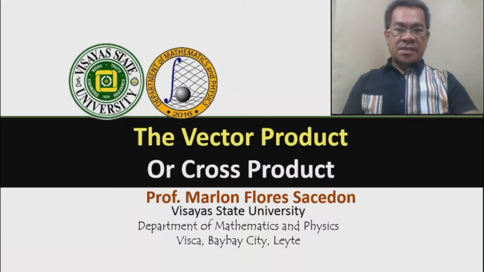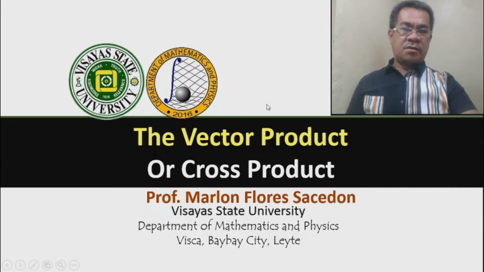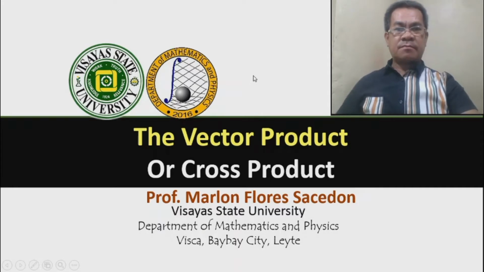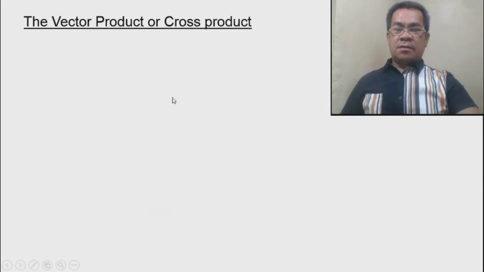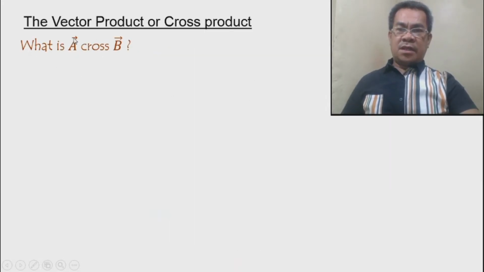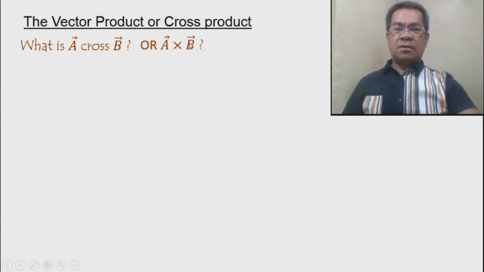In this video we'll discuss the vector product, or what we call the cross product. This will be the last video for the topic of vectors. Okay, now what is A cross B? This can be written as vector A, cross symbol, then B.